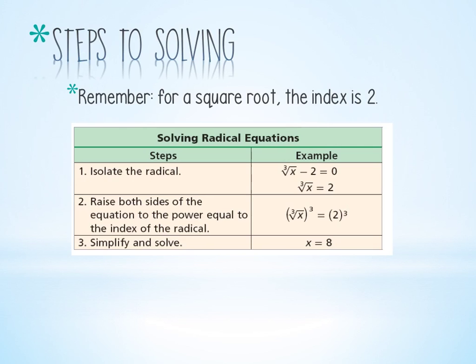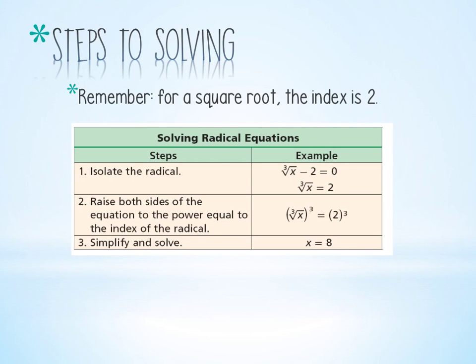Okay, so remember, for a square root, the index is 2. If there's nothing on that root, then that is implied as 2. So your job here is to isolate the radical. In the first example, I've got the cube root of x minus 2. I would add 2 to the other side first, so that I've got the cube root by itself, which is what it means to isolate it.